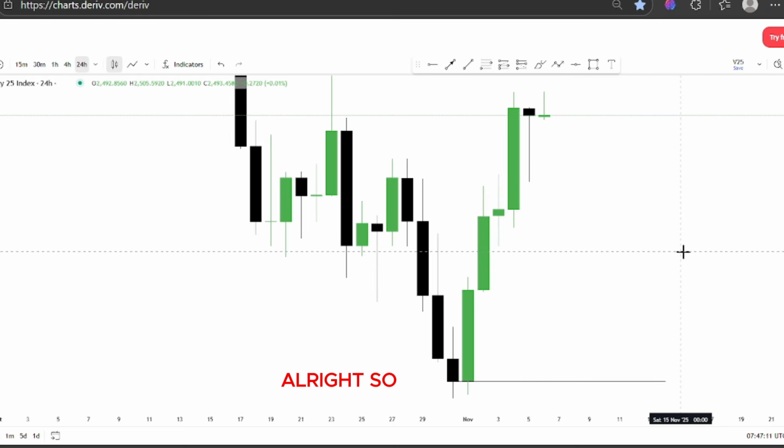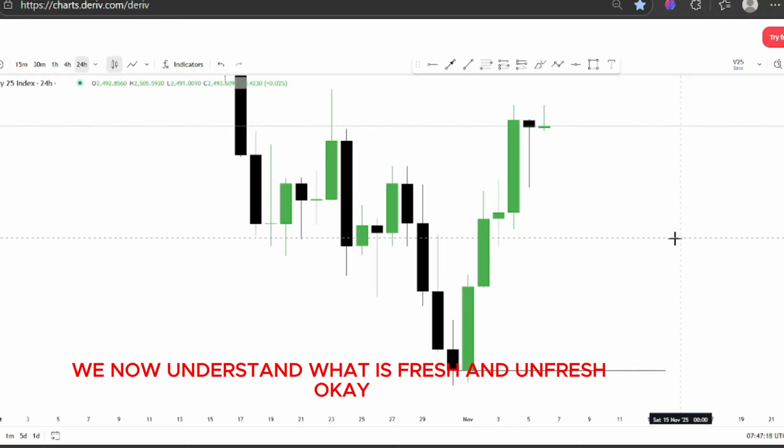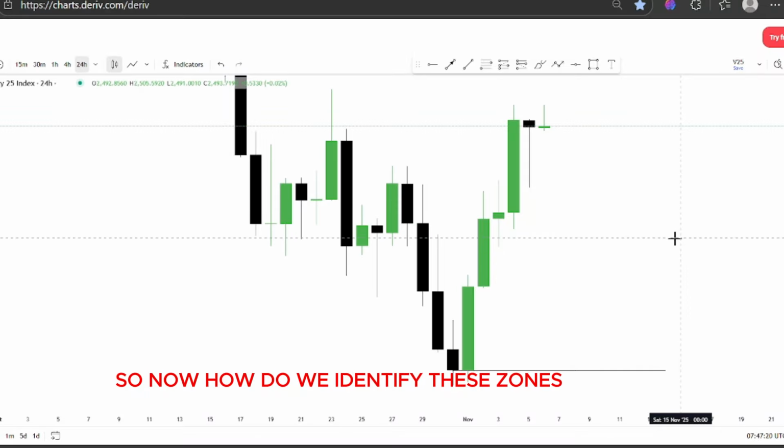All right, so now we understand what is fresh and unfresh. Okay, so now how do we identify these zones using candlesticks?